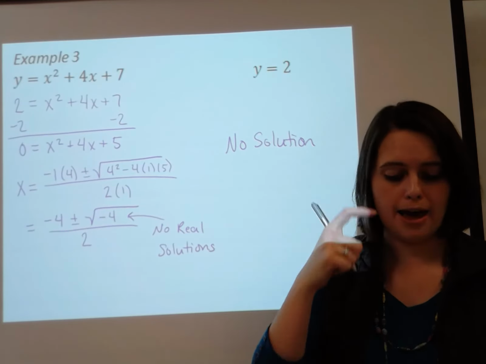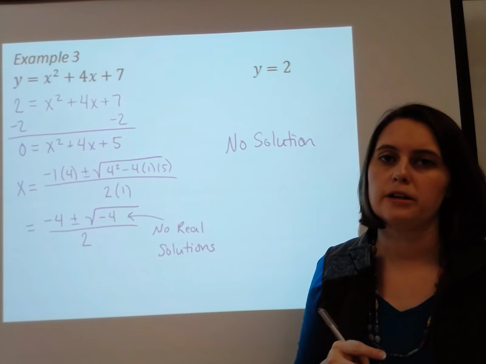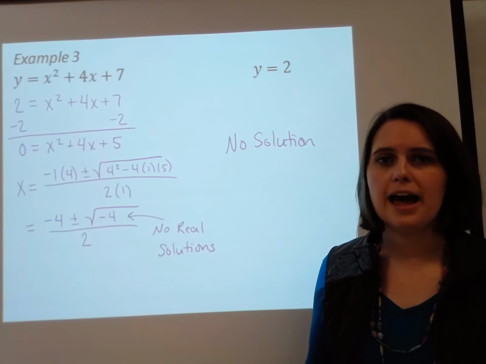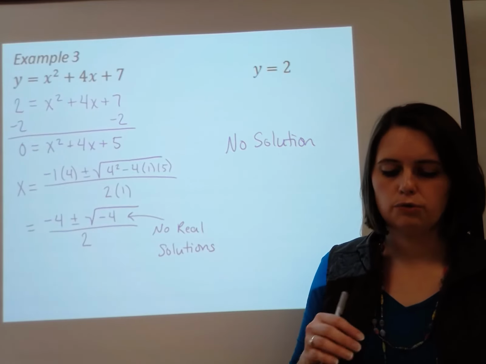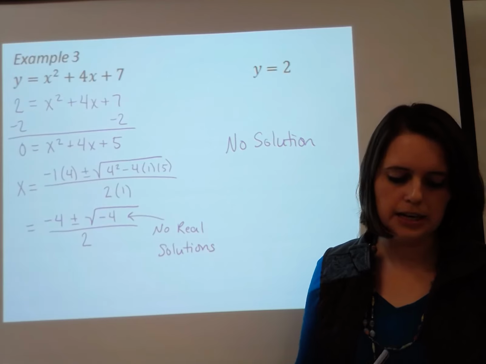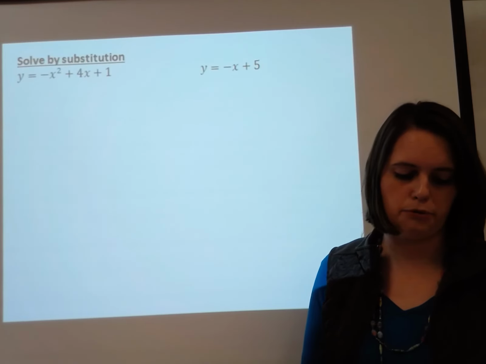And again, you know that because when you solve it with the quadratic formula, you end up with an imaginary solution. But that will not allow you to find the real solution for the point where they cross, because it doesn't exist. Let's look at the last example, example number 4.